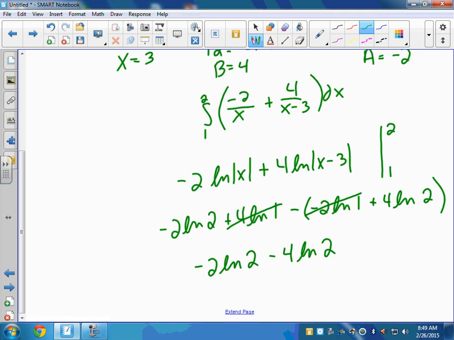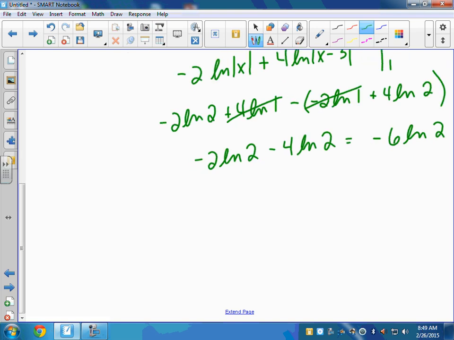Because the back of the book says it's negative 6 ln of 2. Does that make sense? Negative 2 ln of 2 minus 4 ln of 2? No, it doesn't. Here, look, yeah, it does. You could have written ln of 2 to the negative 2 minus ln of 2 to the 4th, right? So maybe you wrote ln of 1/4 minus ln of 16.